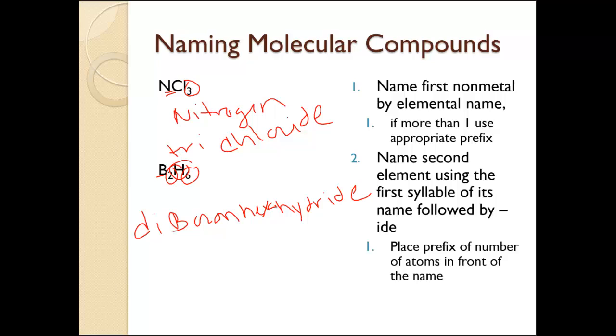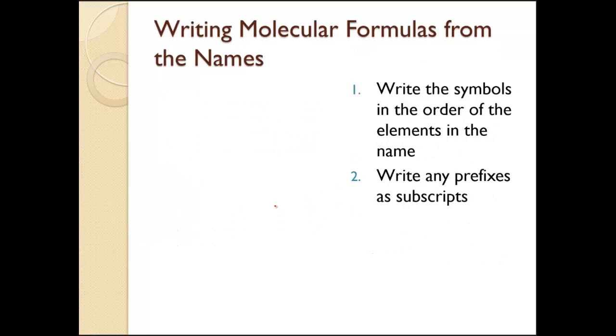And then finally, writing the formulas from the names. So you write the symbols. So let's say we have boron trifluoride. Write the symbols in order. So boron and fluoride. Then use any prefix in the subscript. So there's no prefix here, so it's going to be an invisible 1, and the second one is tri, meaning 3.